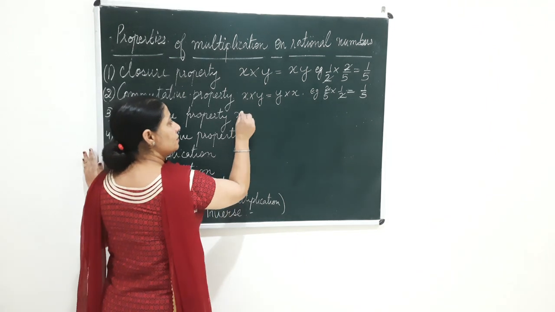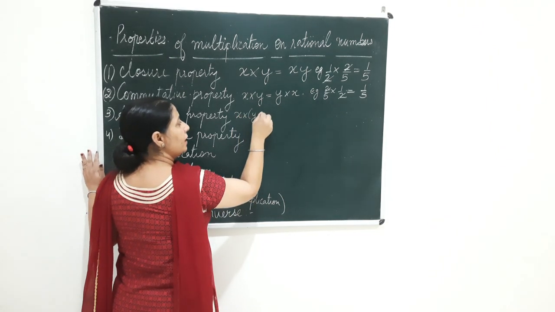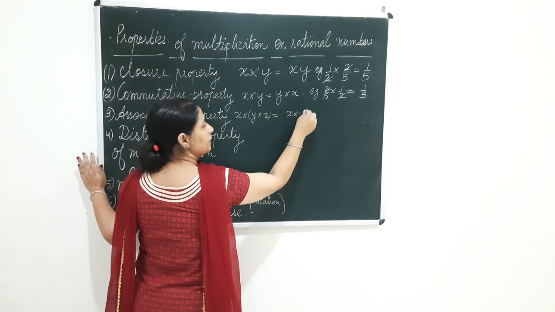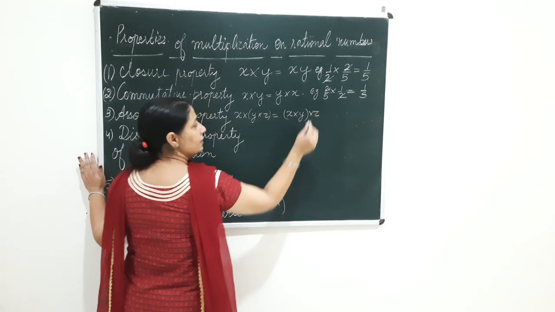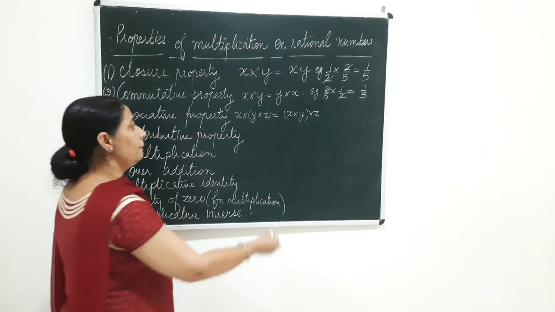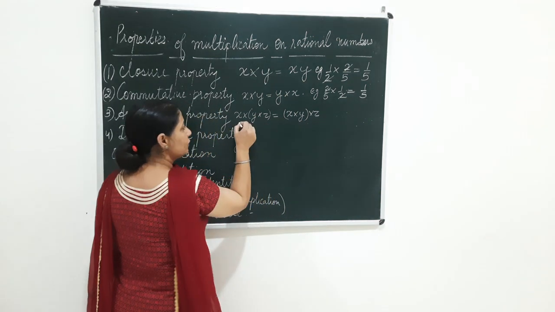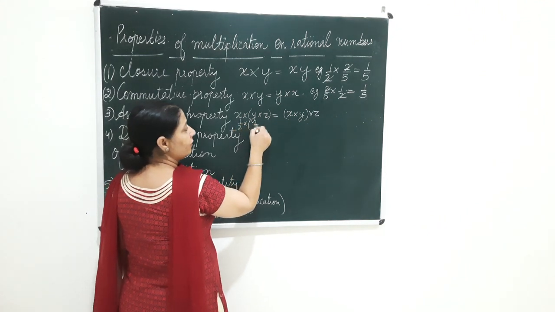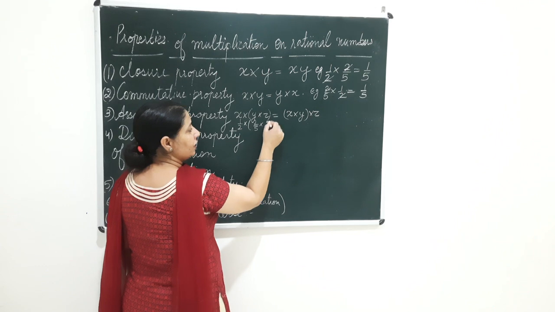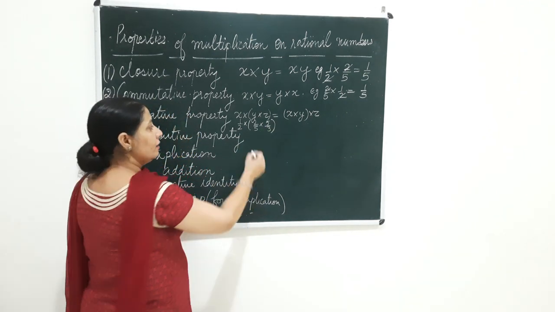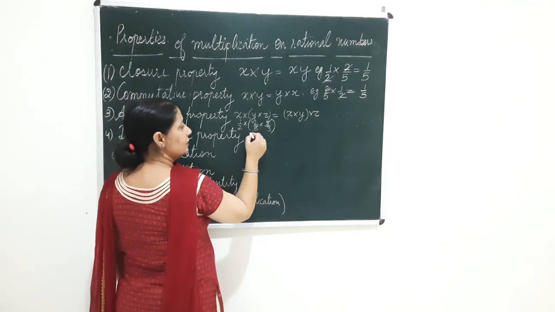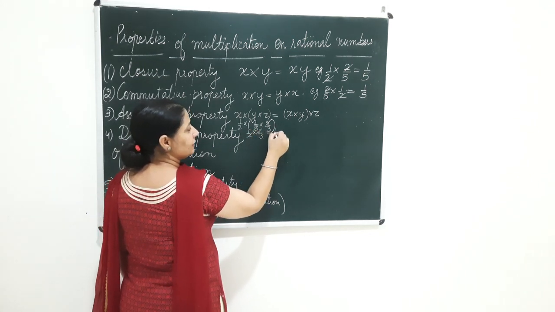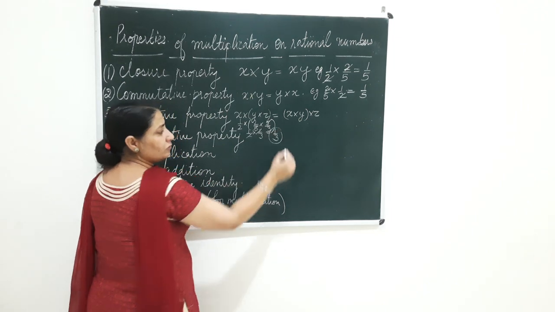Let me take three rational numbers. x multiplied by y, the whole multiplied by z, will give me the same answer as x multiplied by y multiplied by z in the other grouping. Let me take an example here again, beta. Suppose x is equal to 1 by 2, y is 2 by 5 and z is 5 by 3. What do I get? This 2 gets cancelled. I have 1 by 2 multiplied by 2 by 3. 2 gets cancelled. The answer to this side is 1 by 3.